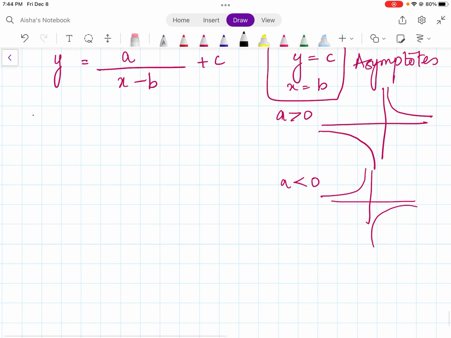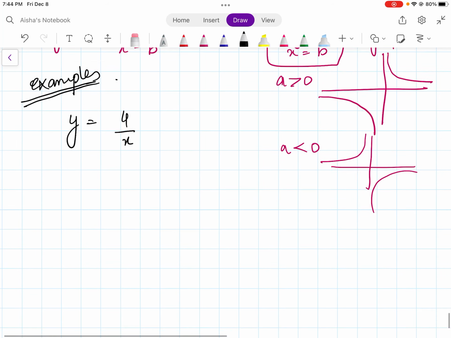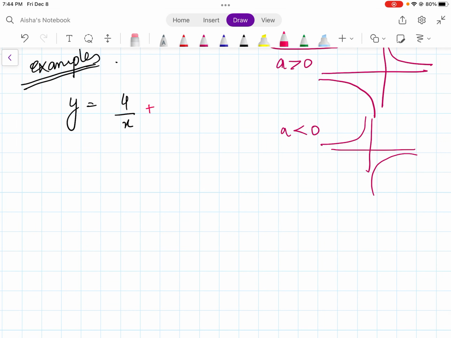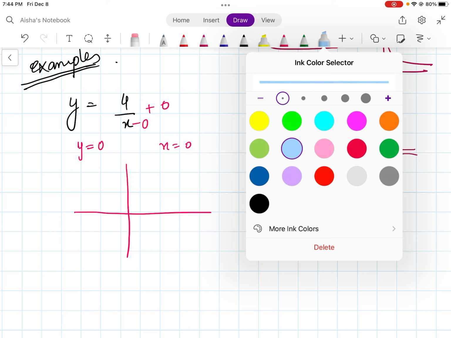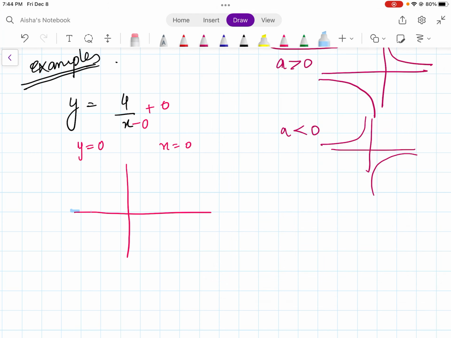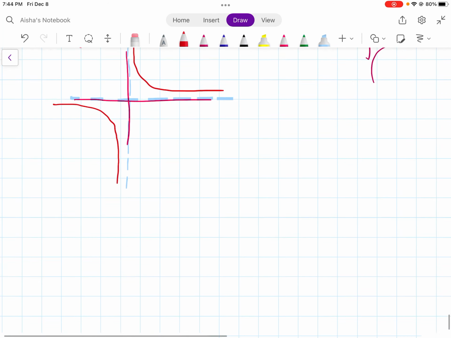Now let's do different examples. अब यहाँ पे ये प्लस 0 है, ये माइनस 0 है. That means y is equals to 0, x equals to 0. If I talk about y is equals to 0, it is this line and x equals to 0 is this line. So my graph is going to be asymptotic to these two lines. This was simple.